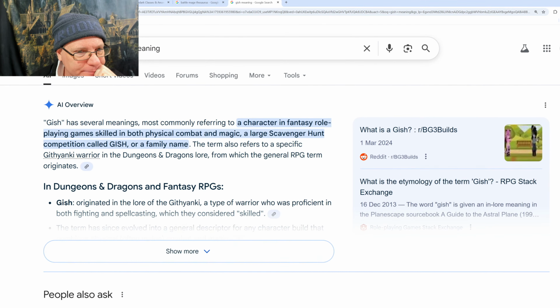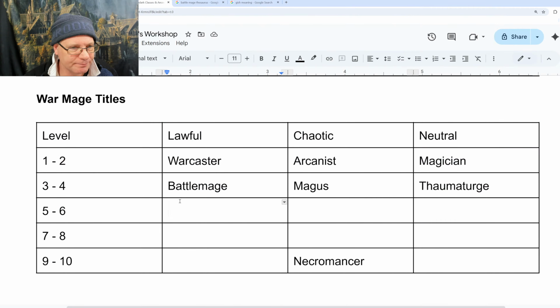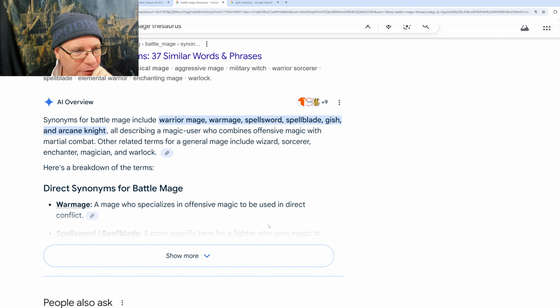Gish. A Gish has several meanings, most commonly referred to as a character in fantasy role-play games skilled in both physical combat and magic. A larger scavenger hunt competition called Gish. Let's use Gish as one of the titles. Gish. Okay, all right. I think that works. Sorry, people.